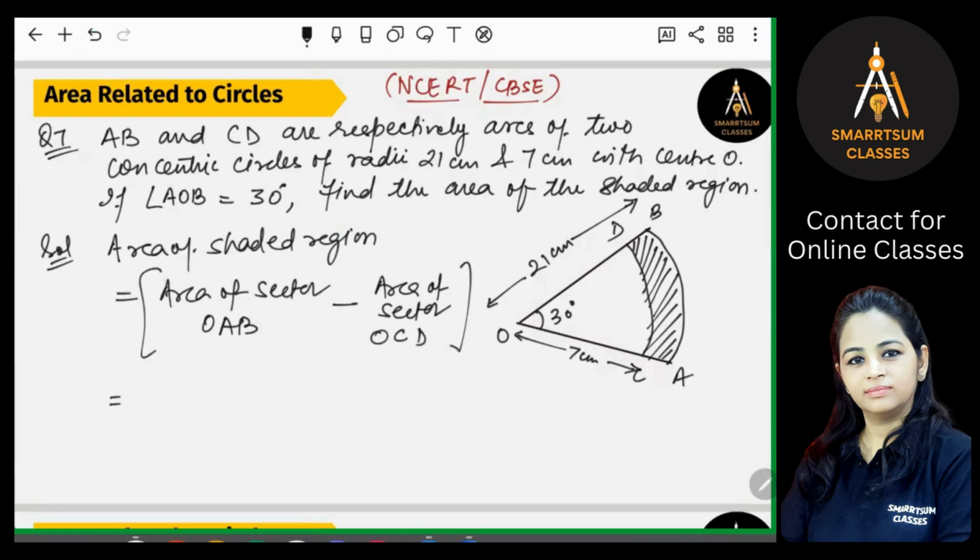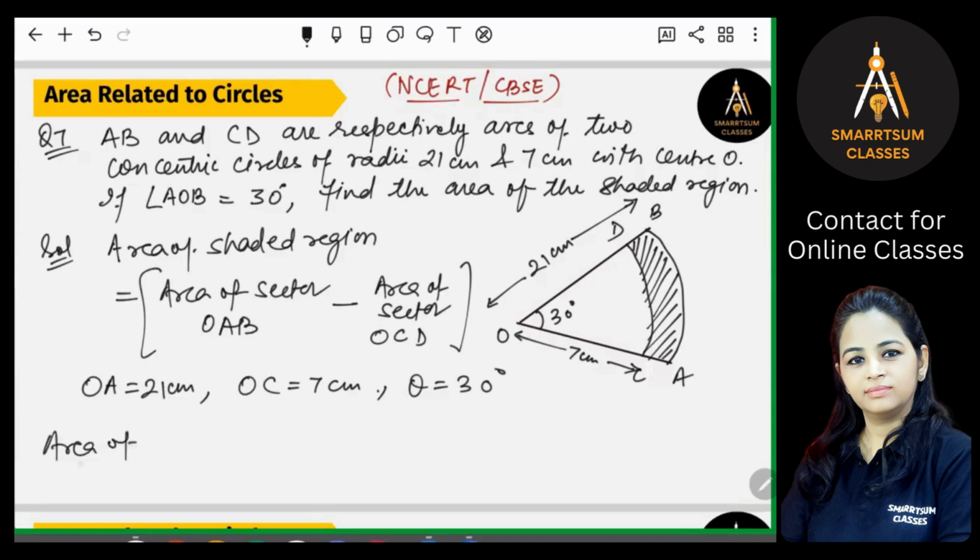Now, what is given here? Radius is given. Okay, R1 and R2, both are given, right? So OA, you can see, is 21 centimeter and OC is 7 centimeter, right? And angle theta is 30 degree. Now we can put the values.